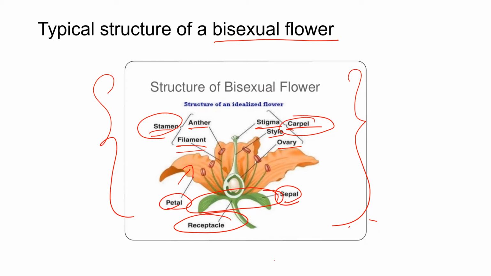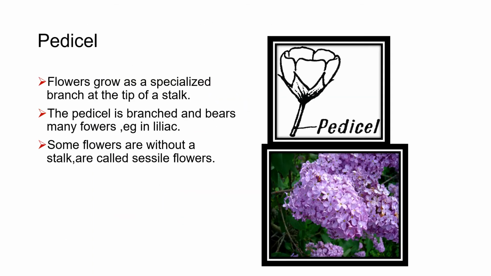So let us move on to the next slide where we are going to discuss the pedicel. This is a new term you are learning. So what is the pedicel? Now we all know that flowers are growing from a specialized branch or stalk. This stalk is called the pedicel. This is a specialized stalk or branch from which the flower is growing.